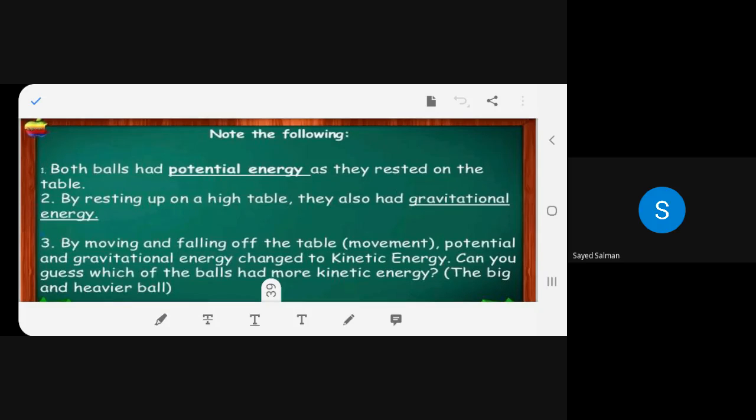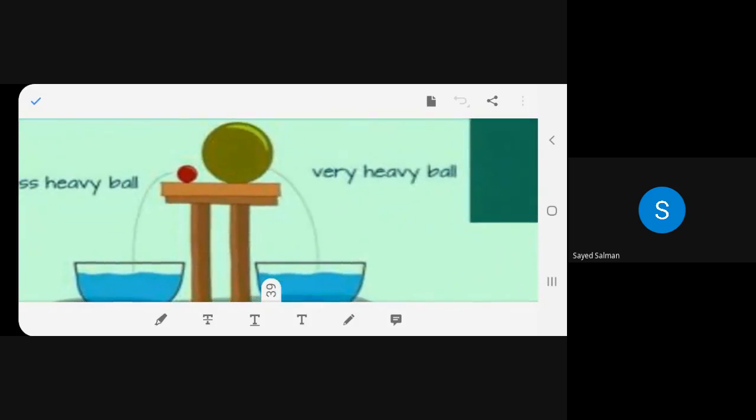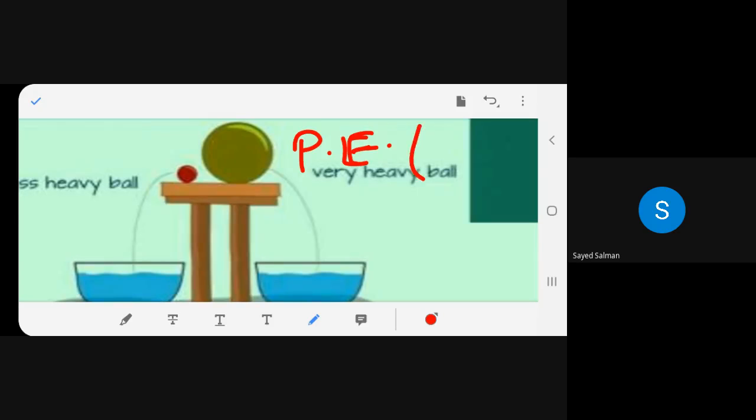Both the balls had potential energy as they rested on the table. Okay. Now, look over here. Now, we are going to work on another energy. They are at rest. You agree? They're not moving. Yes or no? So, what energy do they have? Potential energy. You agree or not? Because they are not moving. So, potential energy is always at rest. This much have you understood?